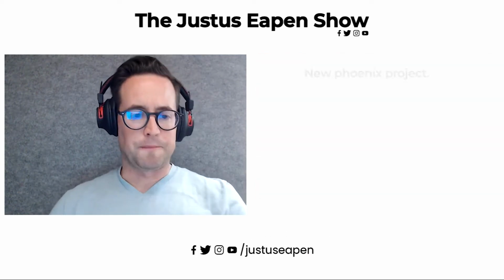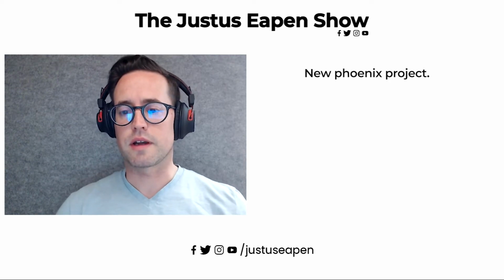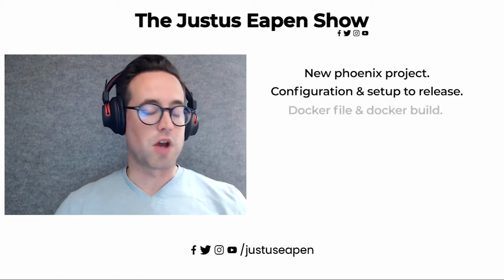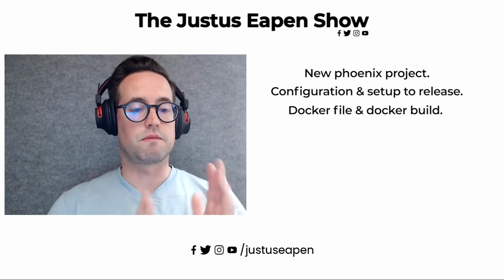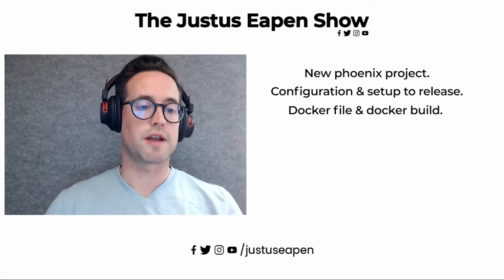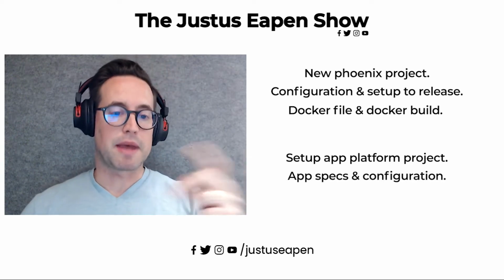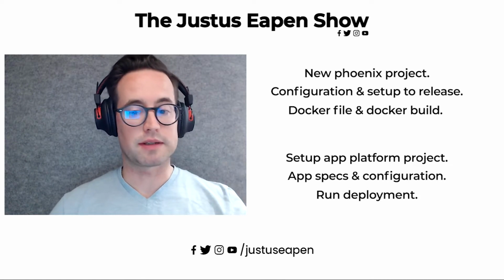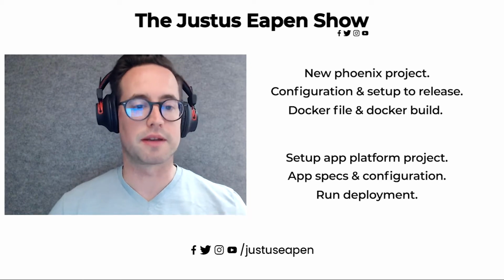I'll just give you an overall picture of where we're going. We're going to create a new Phoenix project. We'll do a little configuration there. We'll set it up for building a release. We're going to add the Dockerfile and get it ready for a Docker build. Then we're going to move into DigitalOcean specific stuff, set up an app platform project, talk a little bit about the app spec and how to configure it, then run a deployment. And then as a bonus at the end, we can also talk about the health plug and things like that.